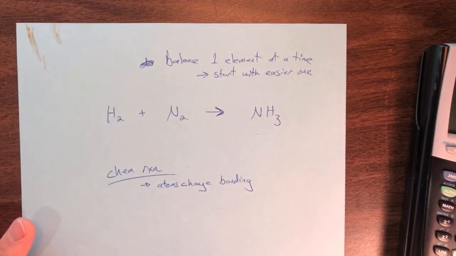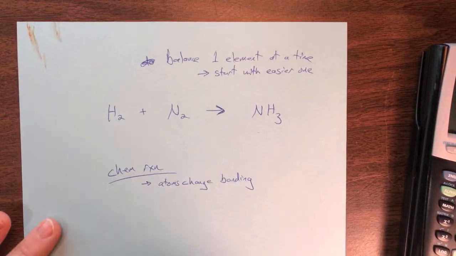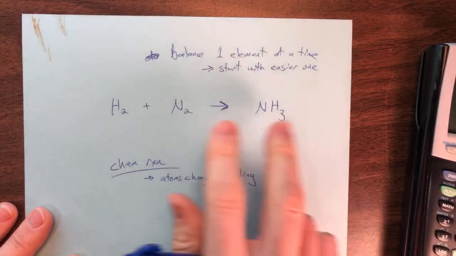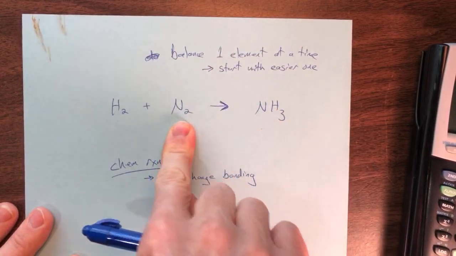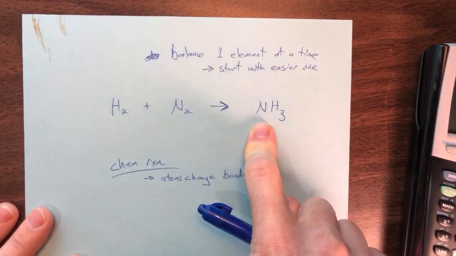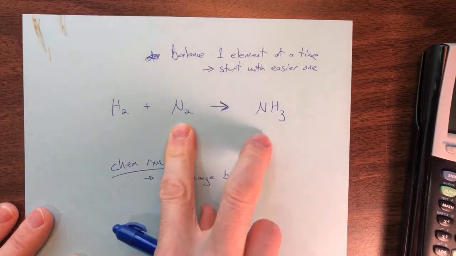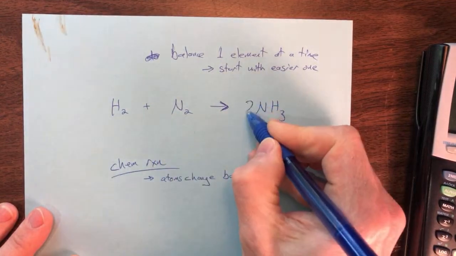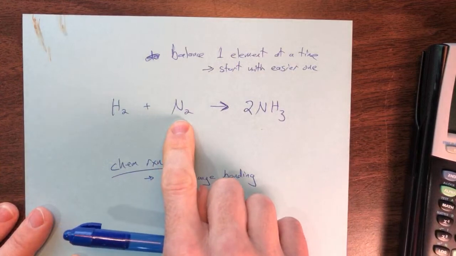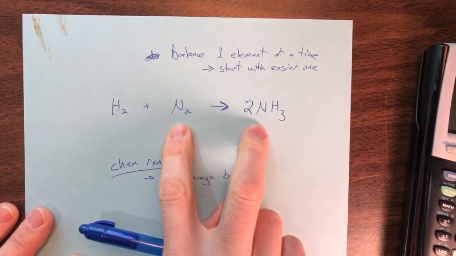Now, in this case, we don't have specifically an easier one, okay? So what I'm going to do is I'm going to start with nitrogen because I have 2 nitrogens here and I have 1 nitrogen here, right? And so I need to get them the same number on both sides. So I'm going to go ahead and put a 2 right there. So I have 2 nitrogens and now I have 2 nitrogens, same number of nitrogens on both sides.